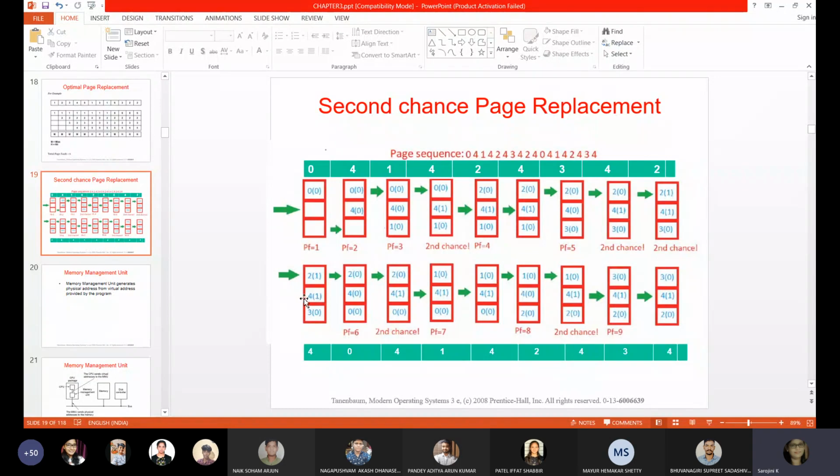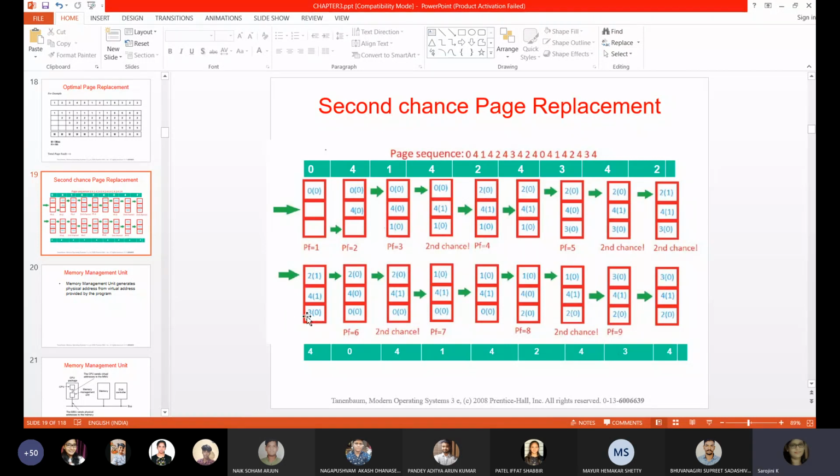Now the pointer is here. This page is also, what? We cannot remove it because its reference bit is 1. Again, you move the pointer one step. Yes, this page can be removed because its reference bit is 0.